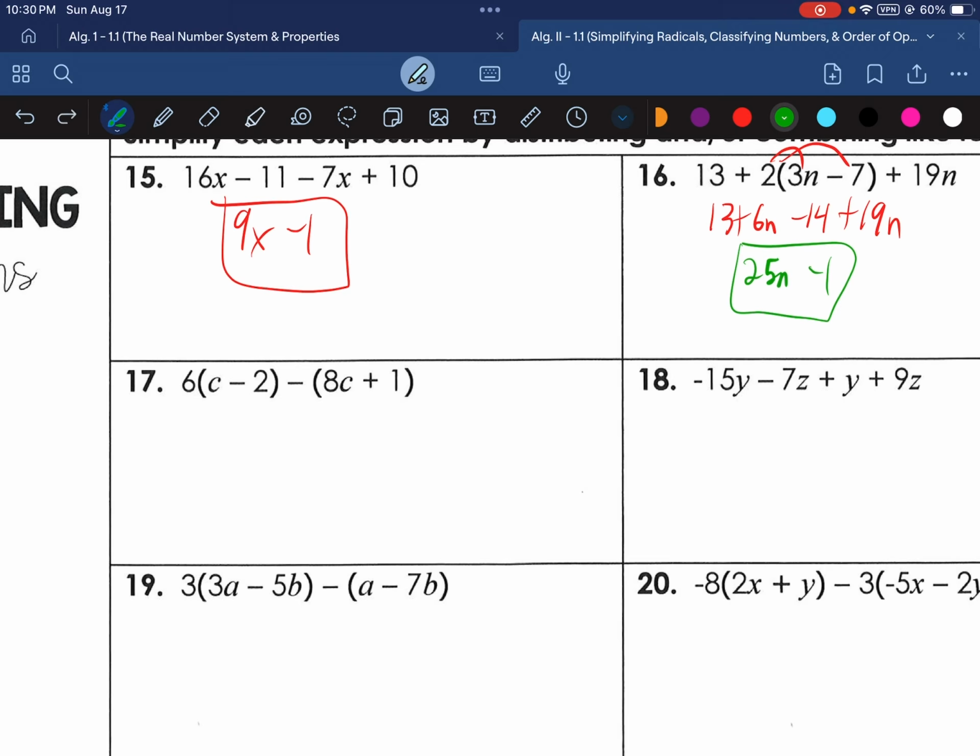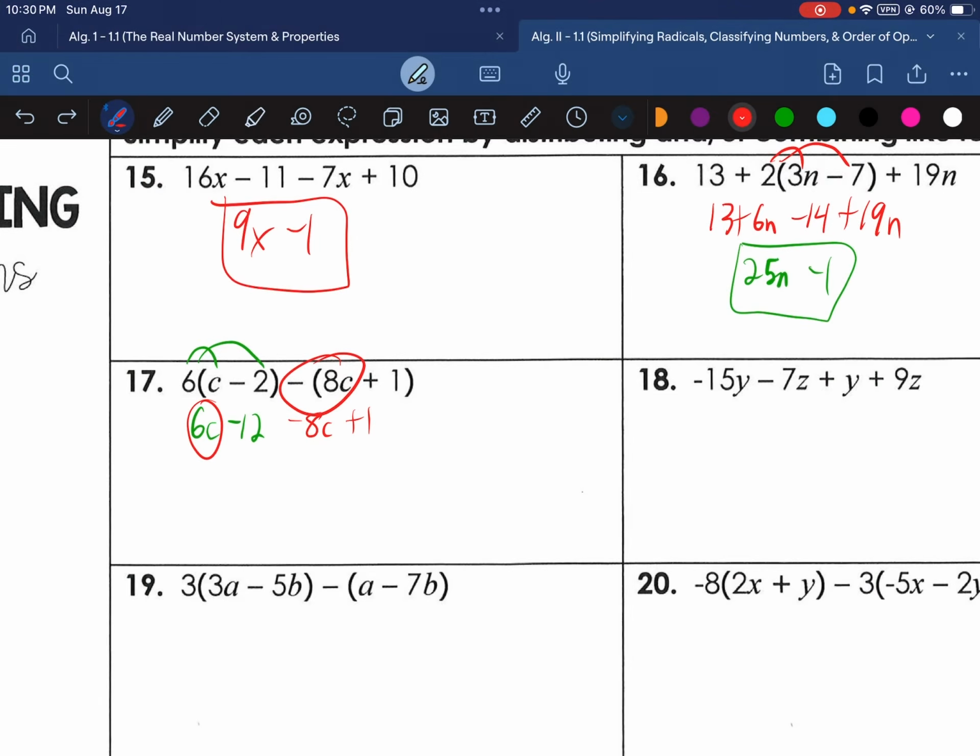Number 17, be careful here with this negative. But first, we distribute the 6. 6 times c is 6c. 6 times negative 2 is negative 12. Now with this negative, we have to be careful, like I said, because we're subtracting this entire thing. And what can often happen is we think of this as minus 8c plus 1. And so we'd start combining things and we do 6c minus 8c and call it negative 2c, and we do negative 12 plus 1 and call it negative 11.